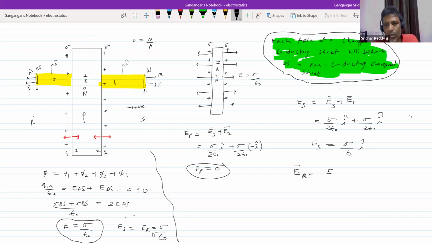Okay, now ER is what? Due to E4 plus E2. The direction of field is what I'm calling E4, E2. The direction of field I'm giving name. E4 is what? Sigma by 2 epsilon naught. Sigma by 2 epsilon naught. Okay, is justified.